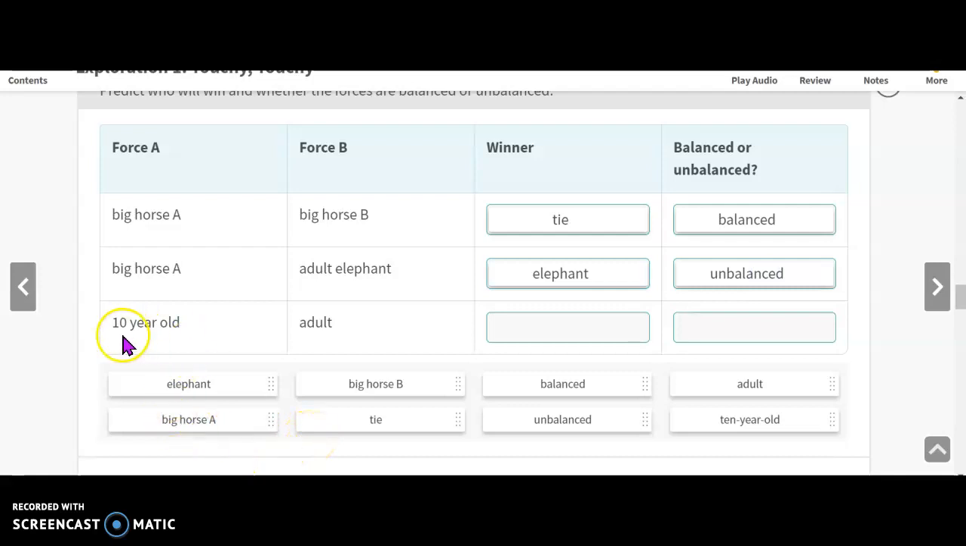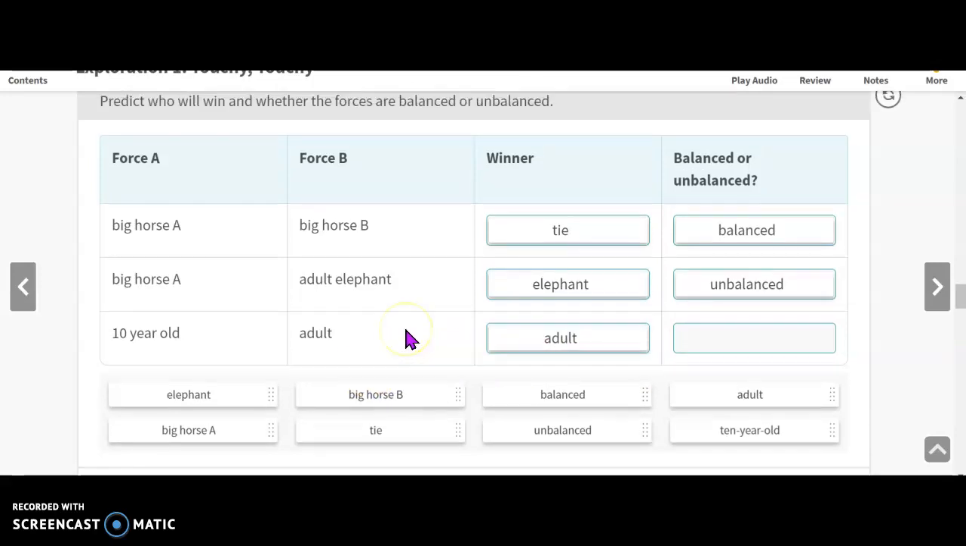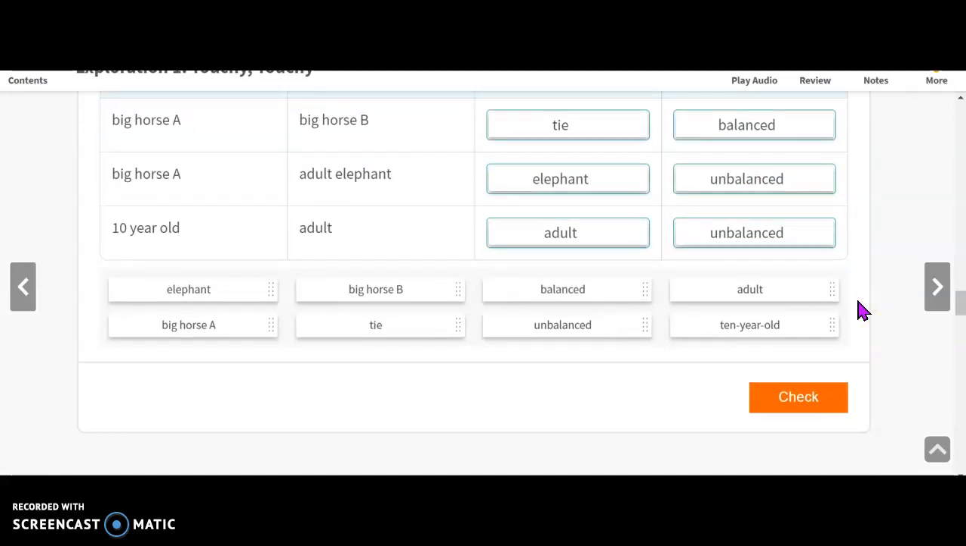Let's do an extra one, a 10-year-old and an adult. Who's pulling with more force? Yeah, the adult is usually bigger, not always, but usually, so they're probably going to win. That's my prediction. And the forces are not the same, so they are unbalanced. You don't have this bottom one in your book, but you have these first two, so make sure that you fill out these first two in your book, and then you can keep moving on with the video. I'll be on page 92.